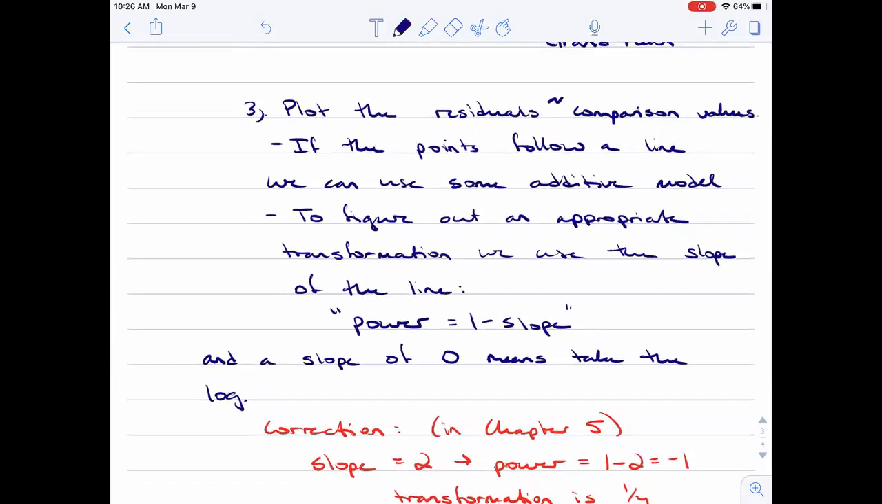Here it says, if the points follow a line, you mean fitted line. Yeah. So if the residuals versus the comparison values follow some sort of a line, then we can use an additive model. So we fit a line on the residuals versus the comparison values. That's right. If there's some sort of curvature, for example, then there's something that's missing that won't be captured by an additive model.